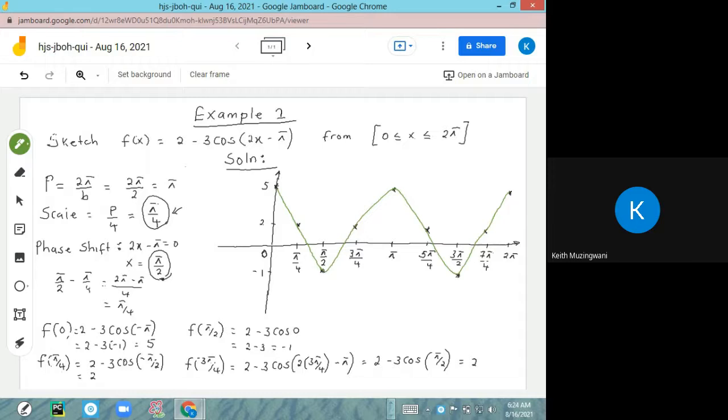Now we agreed that we're going to extend this to sec. So the extension will be ready, where we say, okay, how do we then sketch f of x is equal to 2 minus 3 sec 2x minus pi in the same interval 0 less or equal to x less or equal to 2 pi.